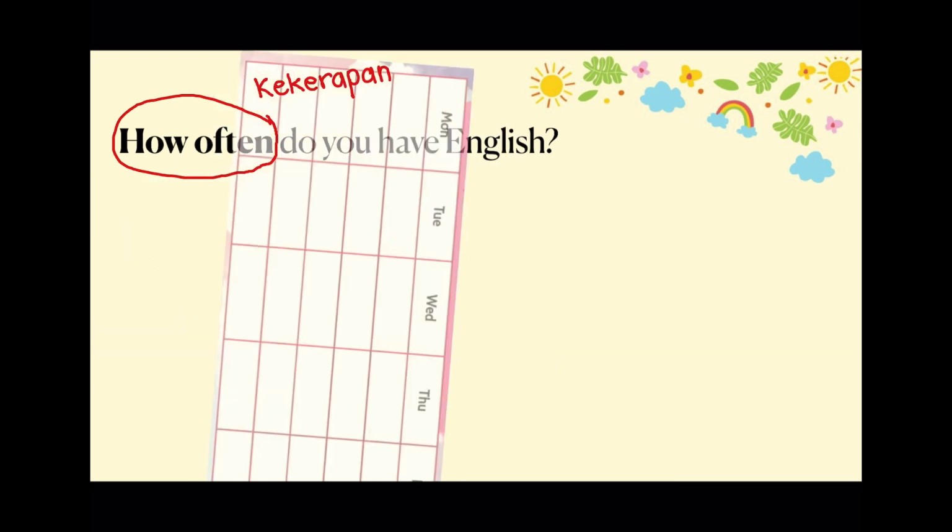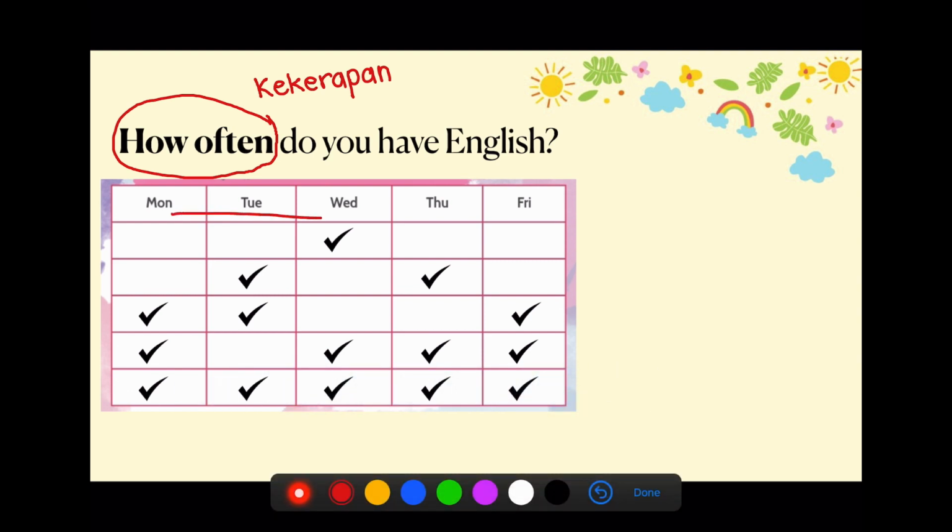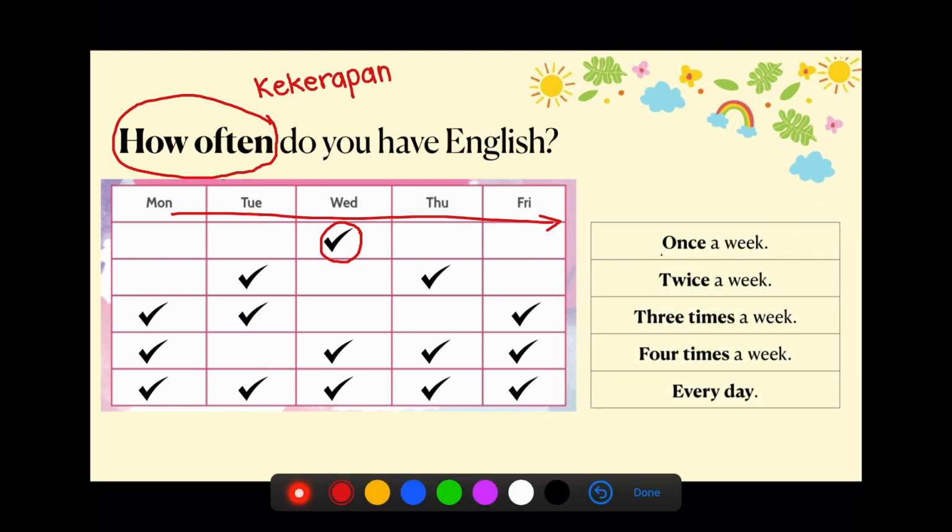Now let's look at this example. For the first column, we are going to count horizontally this way. First, if we only have 1, we do not call it 1. We call it once. Once a week. Kalau kita ada hanya sekali je seminggu, kita panggil dia once a week. If we have 2, 2 kali kat sini, we call it twice. Twice a week. Once and twice ni special case.